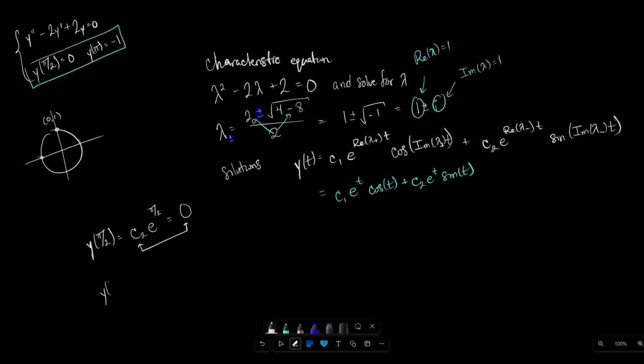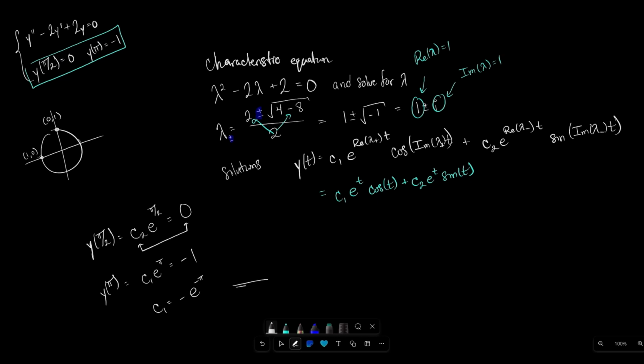If I look at y at pi, now I've moved all the way around the unit circle. Cosine is 1, sine is 0. So I get C1 e to the pi, cosine is 1, sine is 0, this is negative 1. I end up that C1 is negative e to the negative pi.